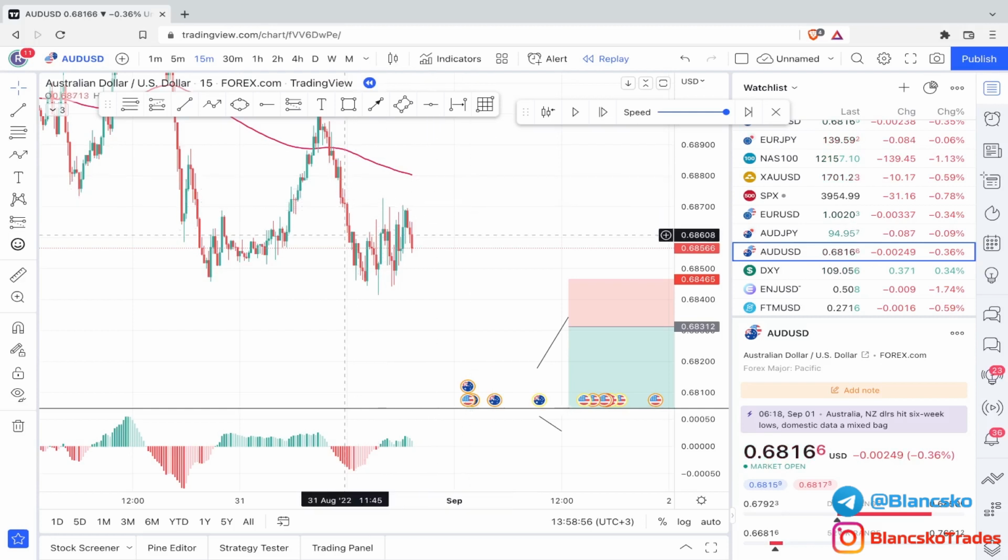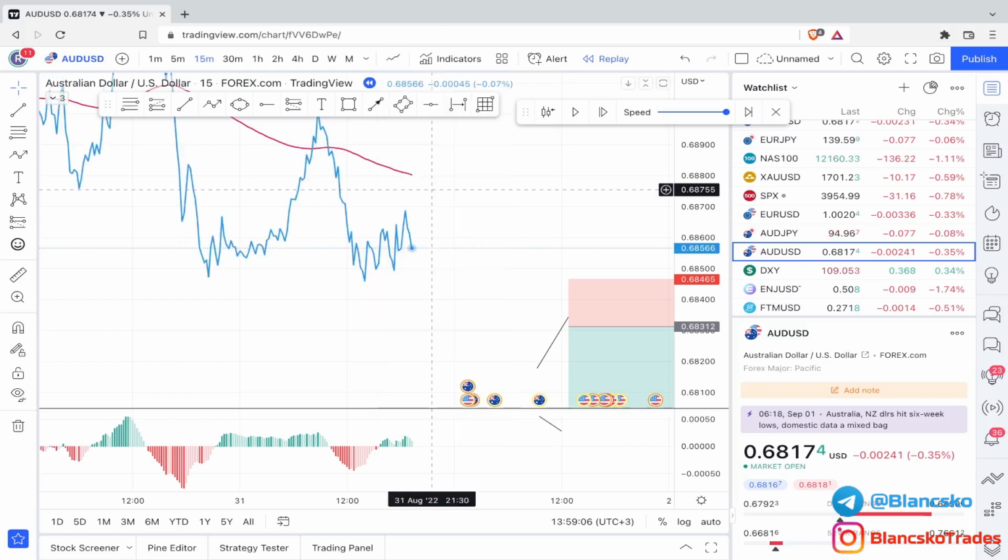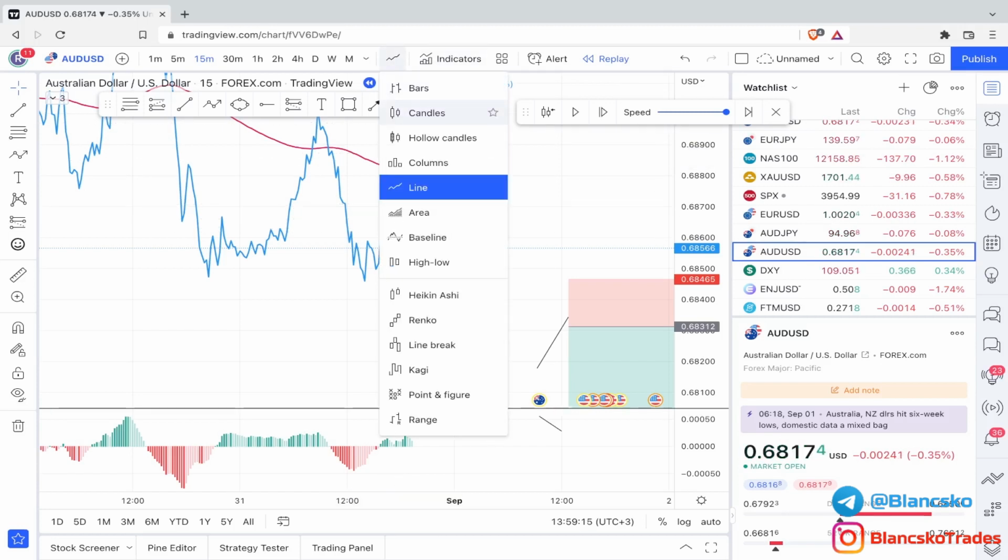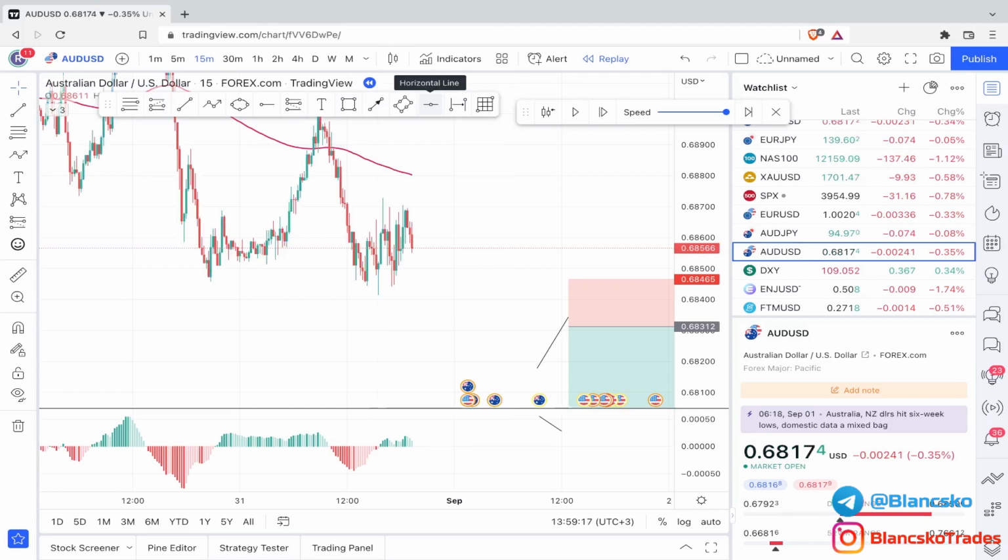To easily check that, we can use the line chart as well. But I don't think we can use the line chart actually, because the line chart won't show us the wicks. It's only going to show us the candle bodies. And what I wanted to say is that we take wicks into consideration as well, since it's also structure.